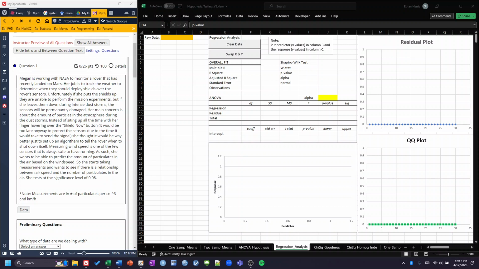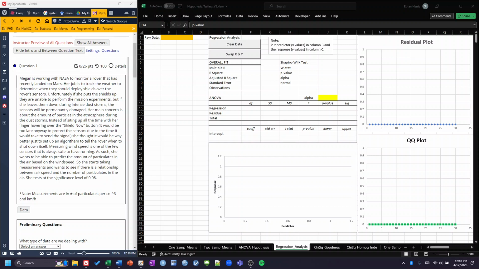So we see that Megan is working with NASA to monitor a rover that has recently landed on Mars. Her job is to track the weather to determine whether they should or when they should deploy shields over the rover's sensors. Unfortunately, if she puts the shields up, they are unable to perform the mission experiments. But if she leaves them down during intense dust storms, the sensors will be permanently damaged. Her main concern is about the amount of particles in the atmosphere during the dust storms.